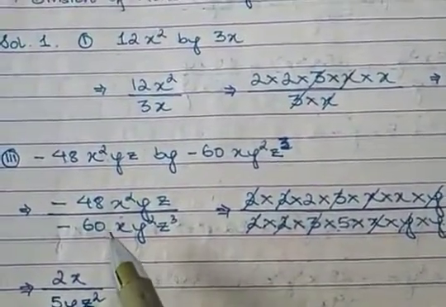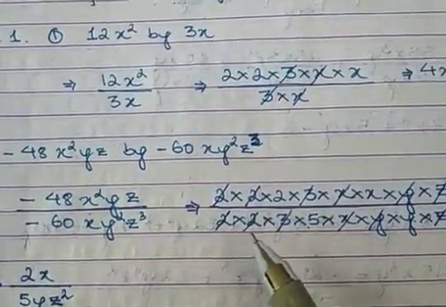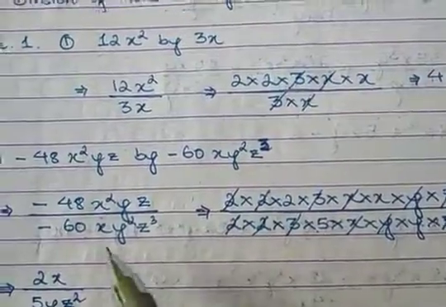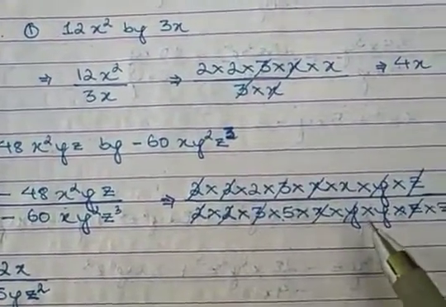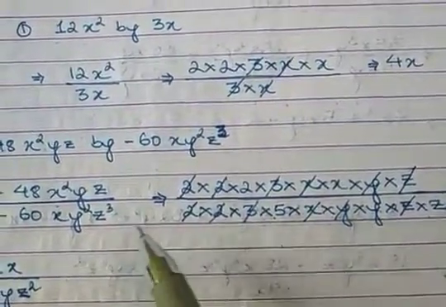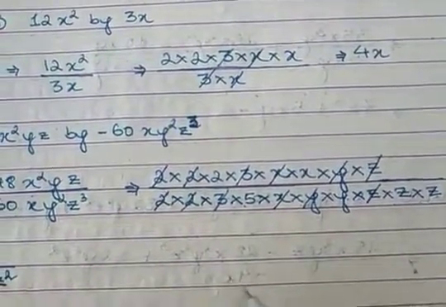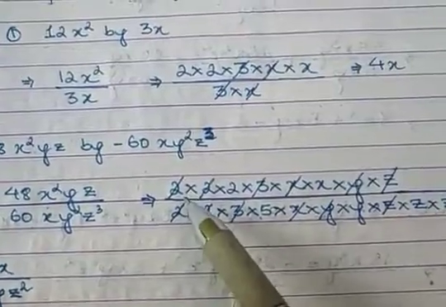Similarly, in the denominator for 60 I have taken the prime factors of 60. X has a power of 1, so x as it is. Y squared, so y into y. Z cubed, so z into z into z. Okay, so now what happened here again?